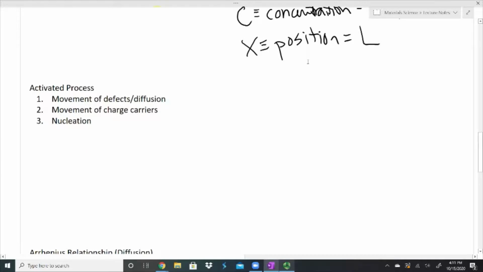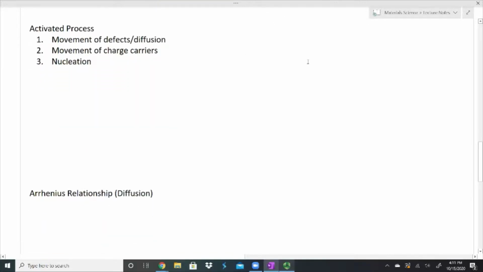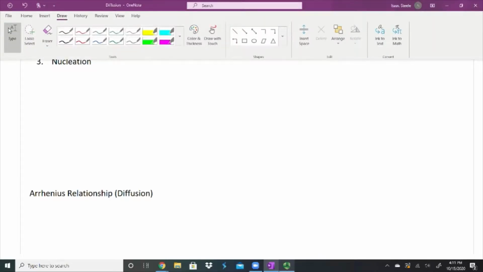I want to talk about activated processes really quick. Activated processes, some examples are the movement of defects and diffusion. That's what we're talking about today. Movement of charge carriers, that's going to be important, especially when talking about semiconductors, and nucleation, how things nucleate. This is just going to be a quick picture. I'm going to have energy.